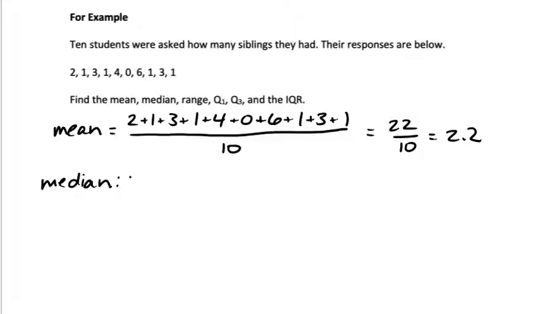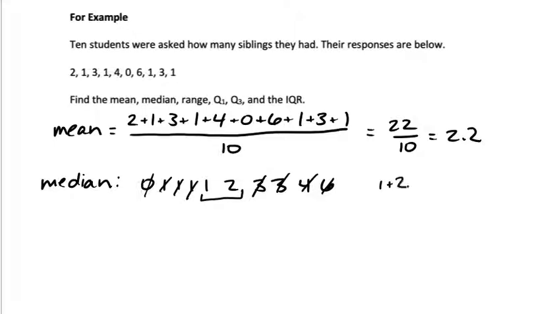Now, to calculate the median, first I need to put the values in order from least to greatest. So we have 0, and then we have 4 ones, a 2, 2 threes, a 4, and a 6. And then I'm going to use the crossing off method to get to the middle. And in the middle there are two values, a 1 and a 2. So I need to take the average, or add them and divide by 2. And that gives me a median of 1.5.